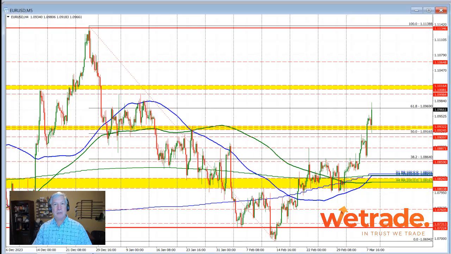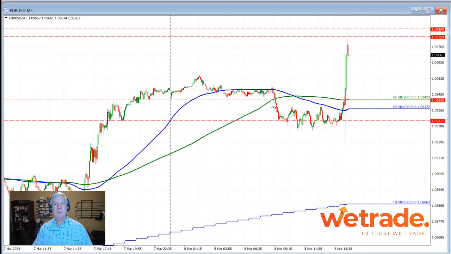Taking a look at the 5-minute chart just for giggles. The price action today moved to the downside. Here's that spike to the downside off of the initial report that came down to that 50% retracement and then moved out to the upside, breaking above the 100 and 200 bar moving averages. Maybe we put a horizontal line here against this high right here.